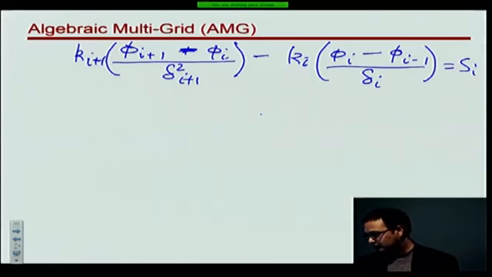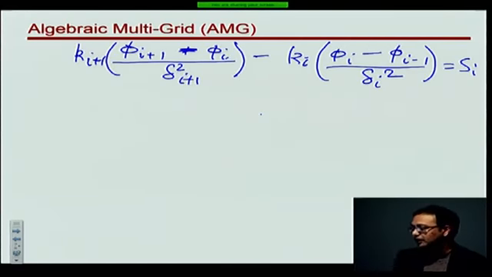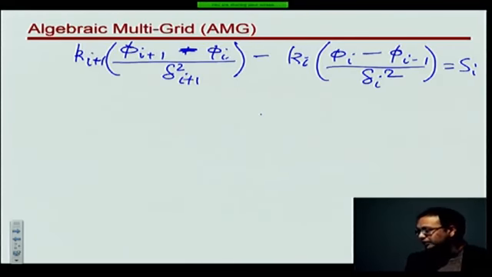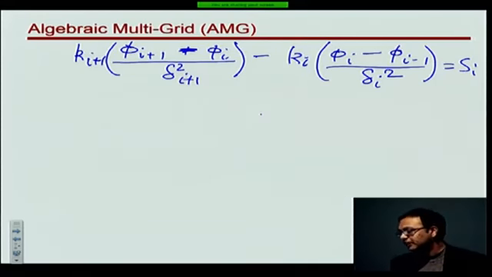You will get (phi_i minus 2 phi_i plus 1 minus 2 phi_i plus phi_i minus 1) divided by delta squared equals the source, which is basically the finite difference equation that we have been working with. But this is just an example of the type of equation you might get. Here, if you look at it, you have different link coefficients.